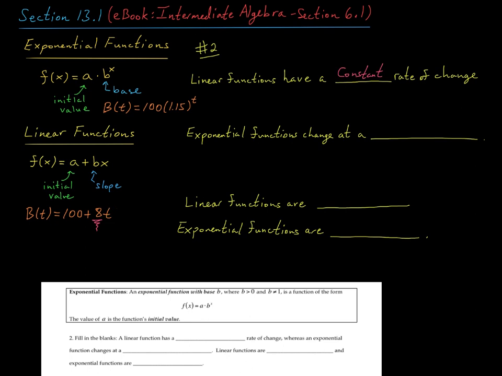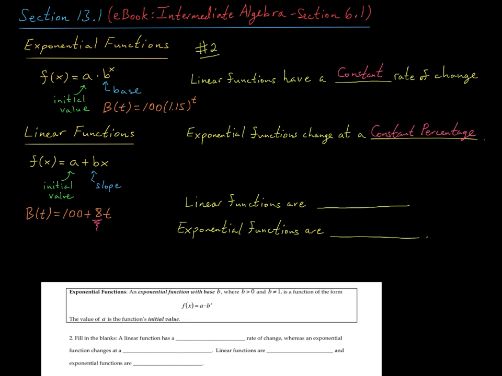Now, exponential functions, on the other hand, did not change at a constant rate. We saw there that actually every month we were depositing a little extra on top of what we had the previous month. But what is constant there is the percentage change. We were applying a 15% change each month. So here I can say exponential functions change at a constant percentage. That's the key distinction for linear and exponential functions.